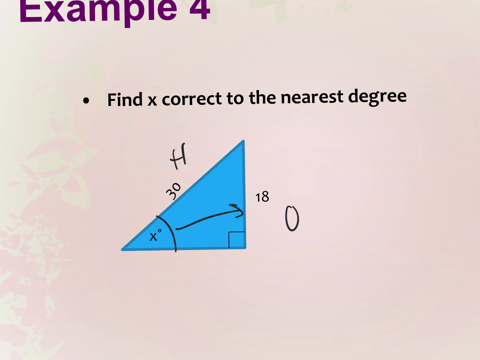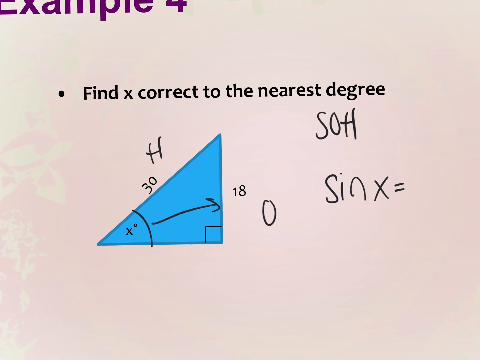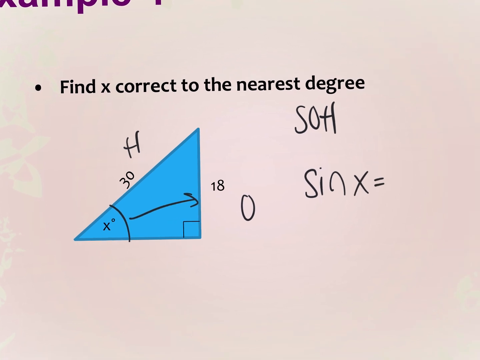Why? Thank you. Sine is opposite over hypotenuse, right? Because it's SOHCAHTOA, correct? So what we need to use here is the sine of our angle. What's our angle? X. So we're going to say sine X equals what ratio? 18 over 30.